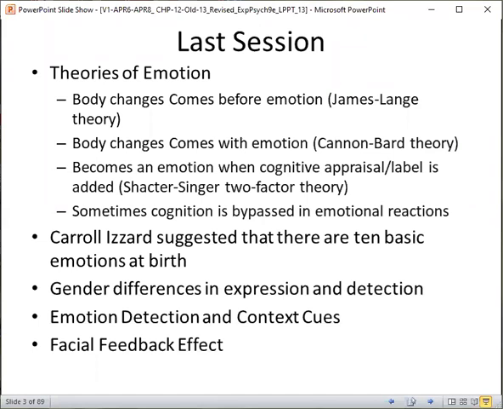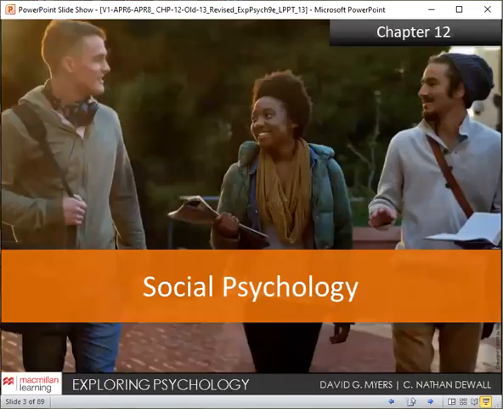And then we ended by looking at the facial feedback effect, where the idea is if someone smiles and they're not feeling that great that day, if they force a smile, they may actually feel better. So the feedback from the face causes an emotion to occur that was not presently there. Okay, so those are a couple of the things that we covered during our last session.